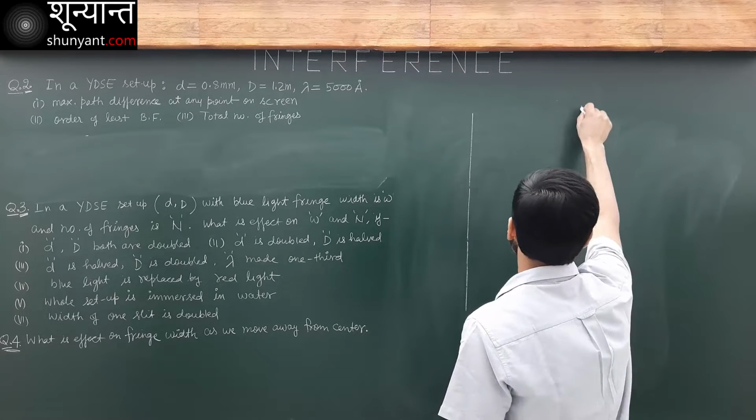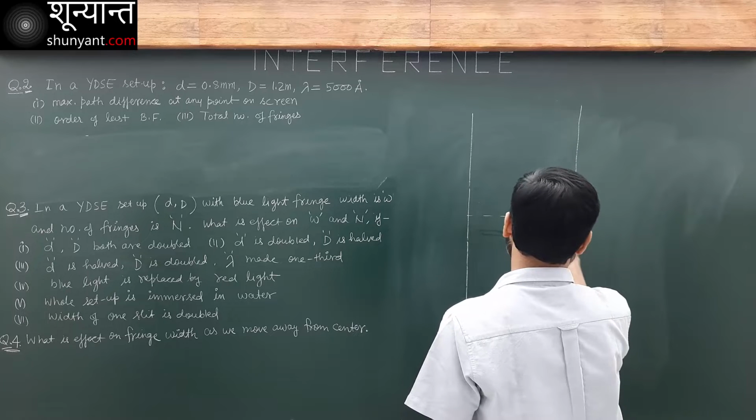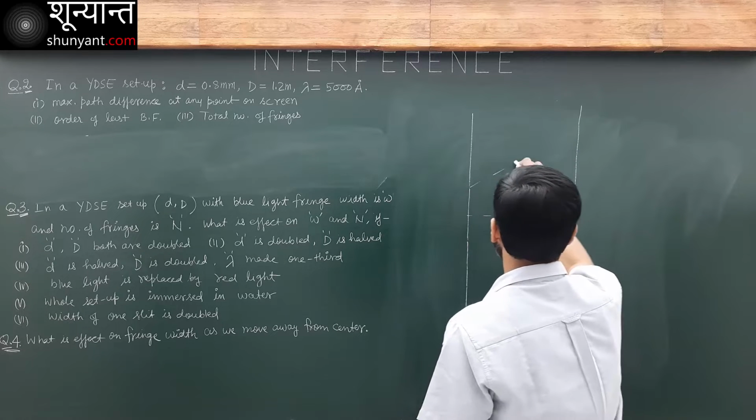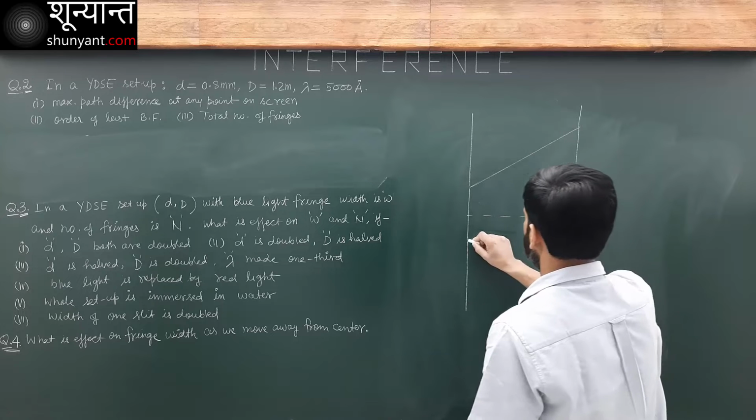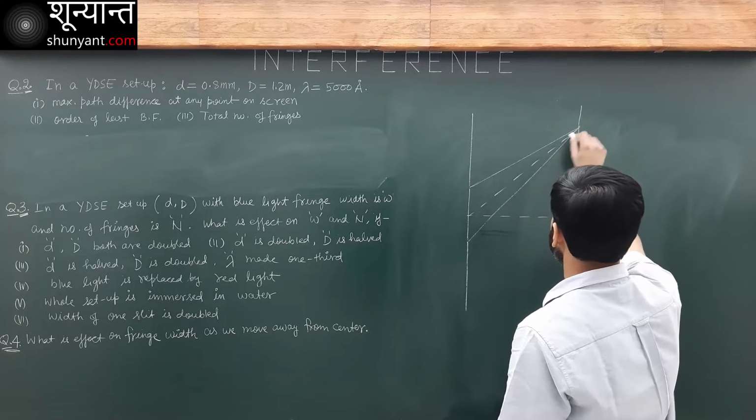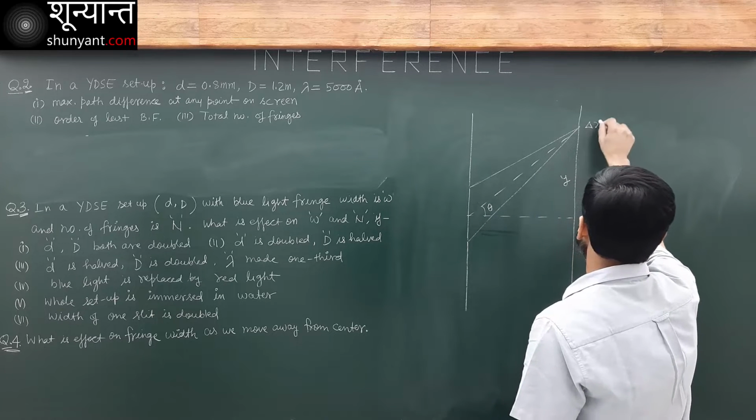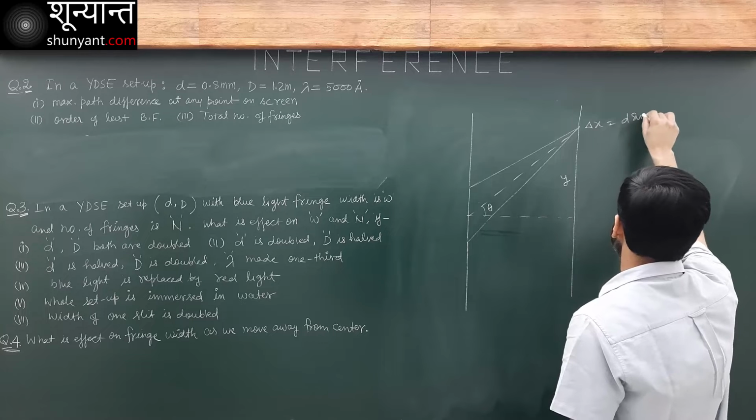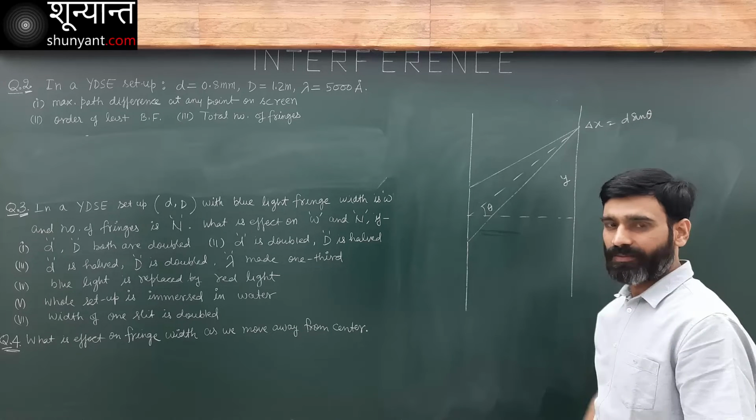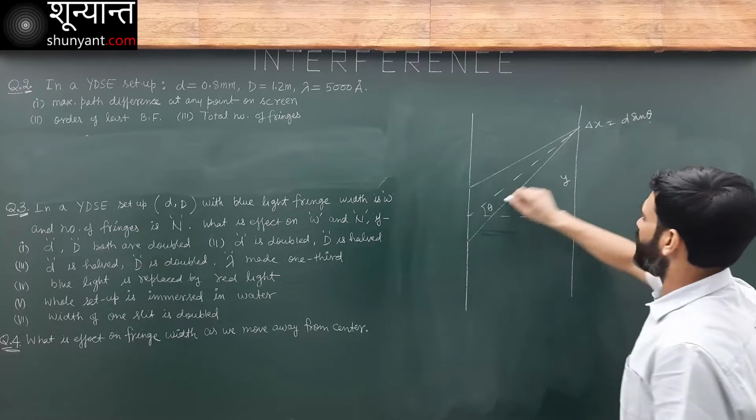And this is my distance here. At any point, what is the path difference? This angle is theta, this is y. Delta x is d sine theta. At any point, theta is the angular position of that point.